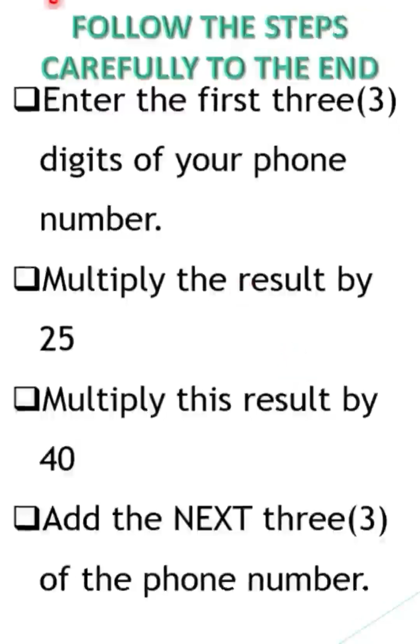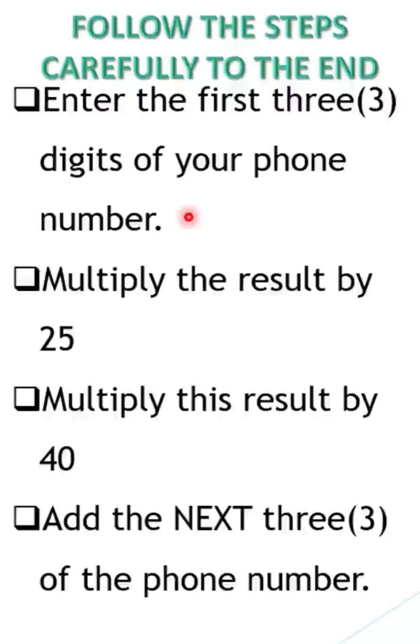Enter the first 3 digits of your phone number. So you are going to be asking the person. You don't let the person know that you are coming to look for his phone number. Just say, maybe calculate something in your phone calculator for me, or if you have a calculator, can you kindly calculate this for me? Now you tell the person, enter the first 3 digits of your phone number.